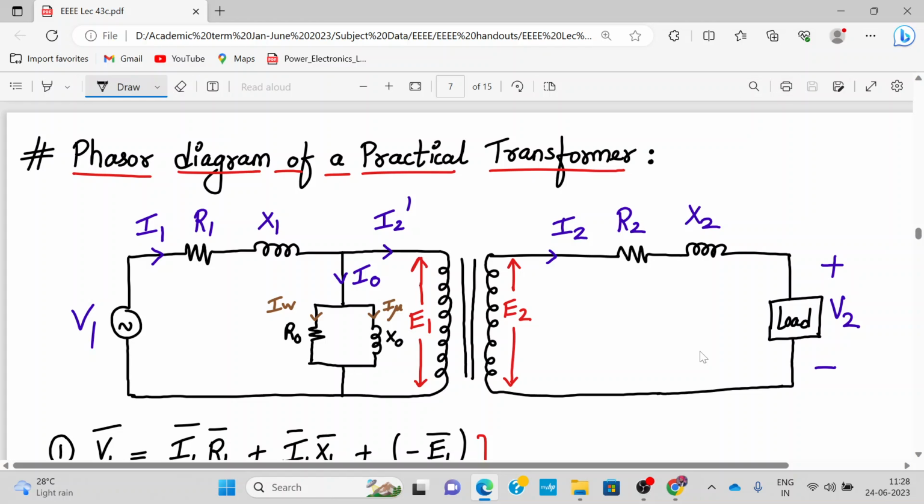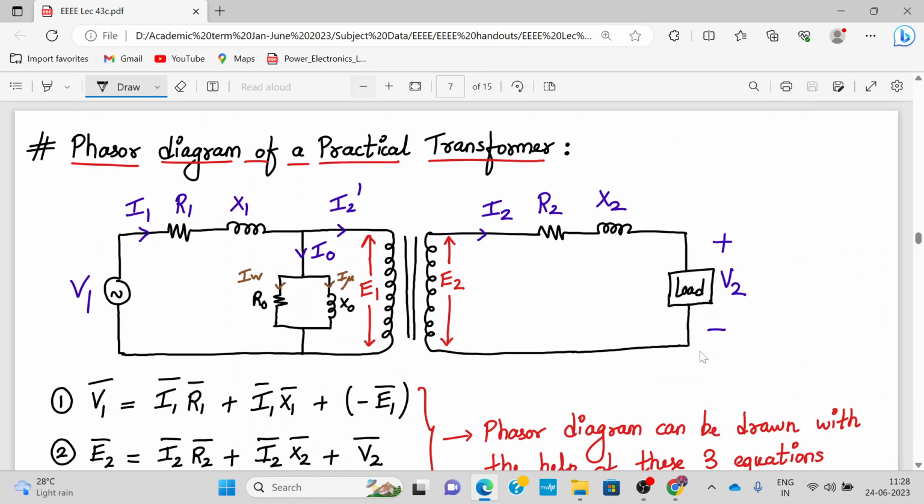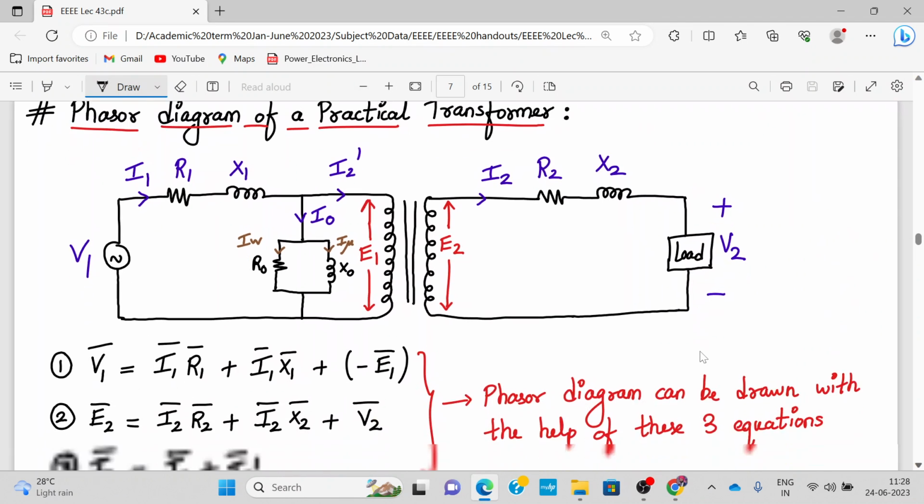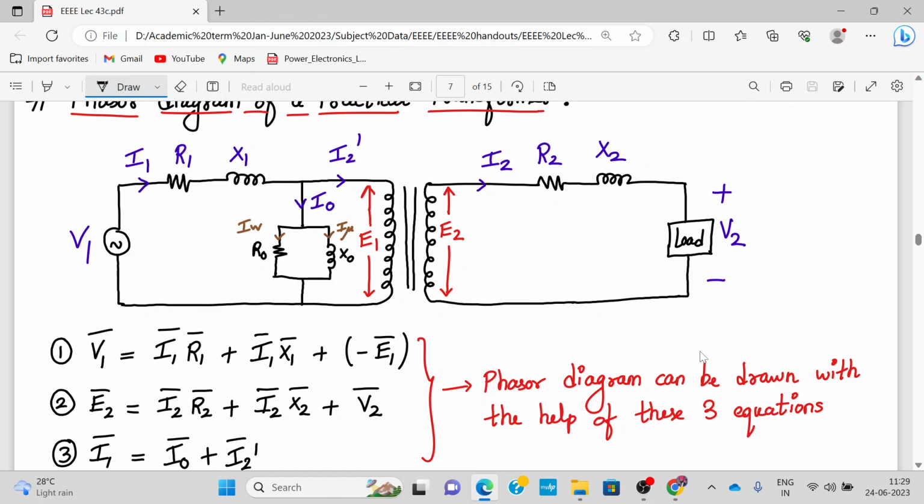But in the exam, if they ask you the phasor diagram of a practical transformer, we have to consider the winding resistance R1 and R2 and the reactance X1 and X2. We cannot draw the previous diagrams. That is a simplified version. So to draw the actual one, we have to consider the following vector equations.